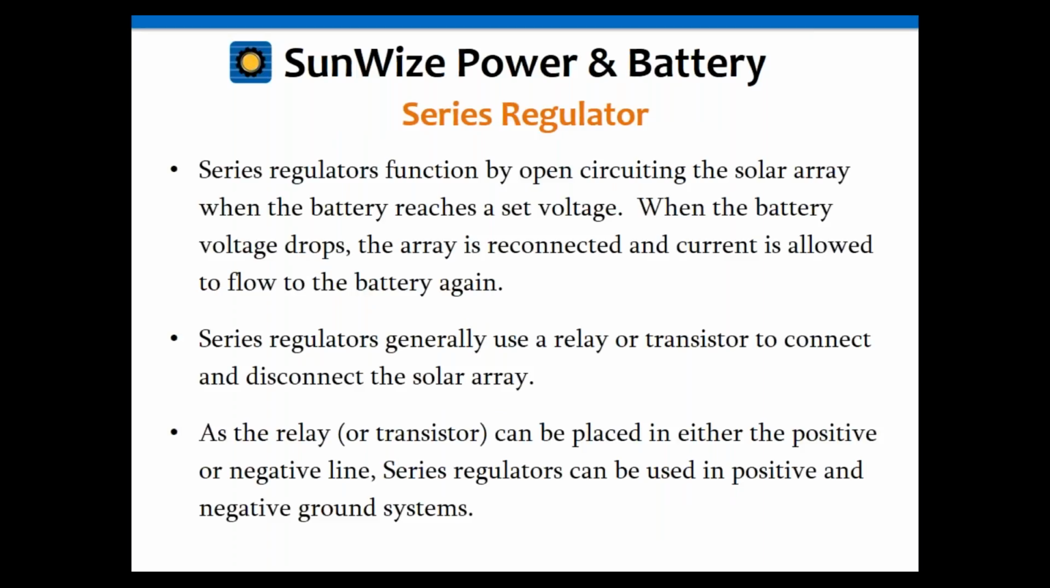In the late 80s, early 90s, series regulators came into play. The series regulator works the opposite of the shunt regulator. It actually open circuits the array when you reach the voltage. You still have this on voltage, off voltage, but instead of short circuiting, you're going to open circuit it. Most of the series regulators, although they can use transistors, are using relays, and that made it so that you could put the relay in either the positive or a negative line, making these more readily available for positive and negatively grounded systems.